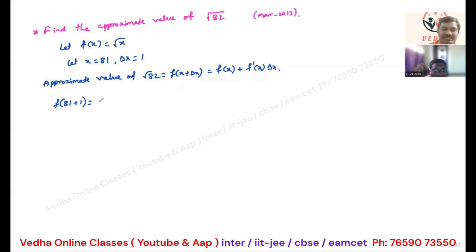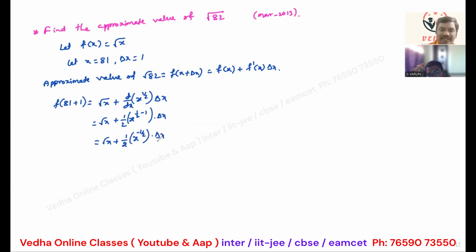What is f of x here? Root x. What is f dash x? d by dx of root x. Root x is nothing but x power 1 by 2, and delta x is as it is. We apply the x power n formula: d by dx of x power n is n into x power n minus 1. So 1 by 2 into x to the power 1 by 2 minus 1 is x to the power minus 1 by 2, into delta x.